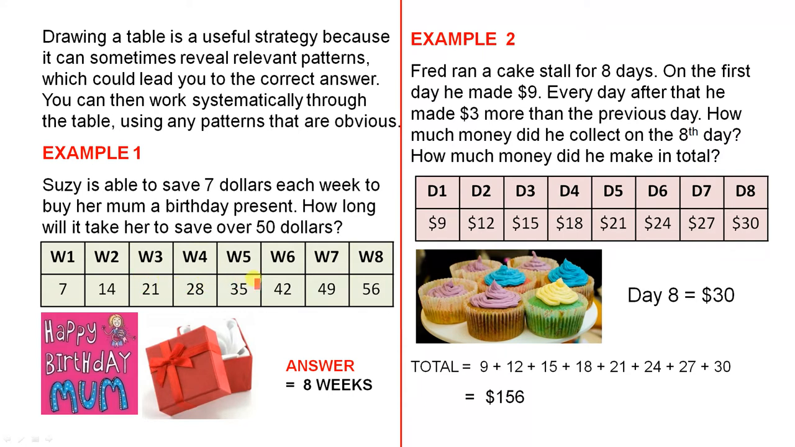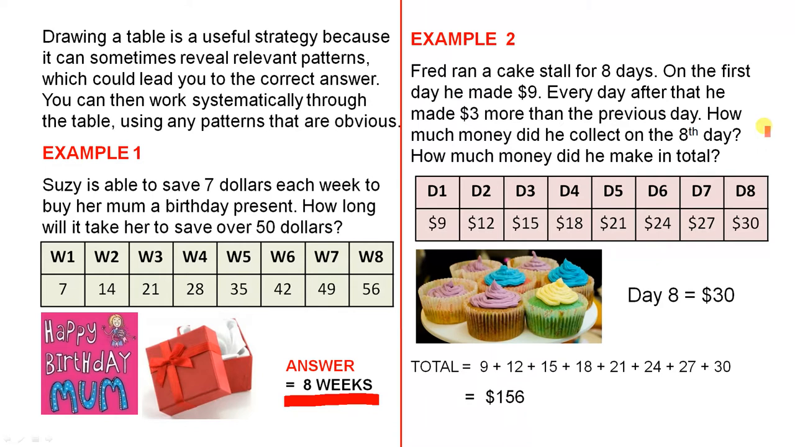So the 7 times tables takes you up to the 7th week, where she saves $49 in total, but the question is asking over $50, so she has to go to the 8th week, where she saves $56. So the answer is 8 weeks.